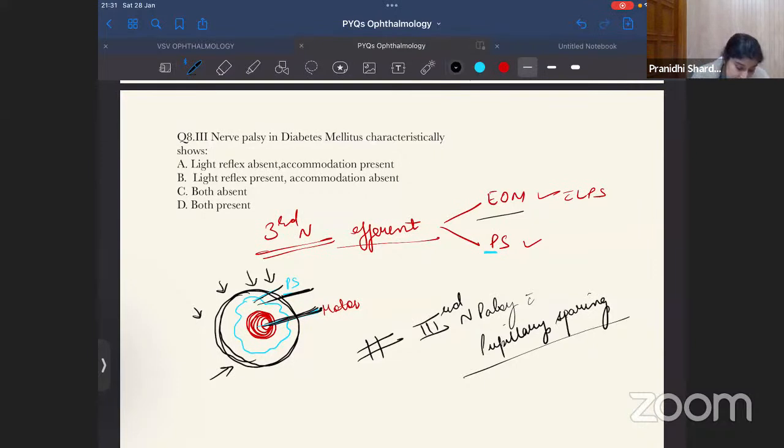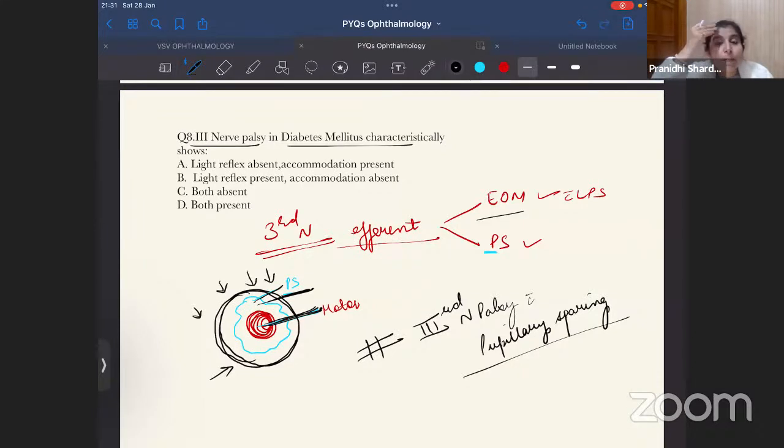So the question is, third nerve palsy in diabetes mellitus shows: light reflex absent, accommodation present; light reflex present, accommodation absent; both present; or both absent. Can you please type quickly? Okay, any other answer? Basically, light reflex and accommodation, both are the function of what? Pupil.